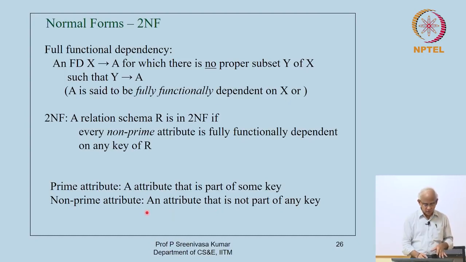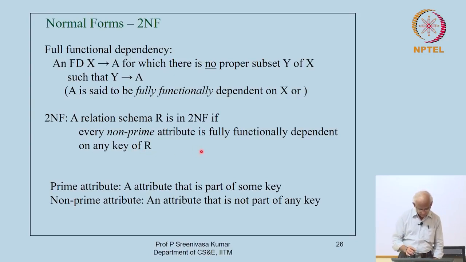So for some technical reason, for right now we will give some concession for prime attributes and then impose a condition on non-prime attributes, saying that every non-prime attribute is fully functionally dependent on any key of R. Okay. So this is when you call a relation to be in second normal form.